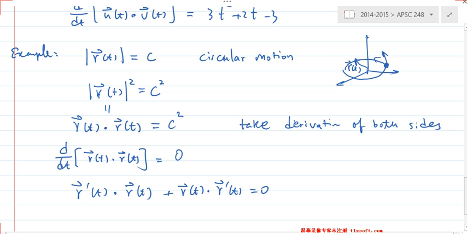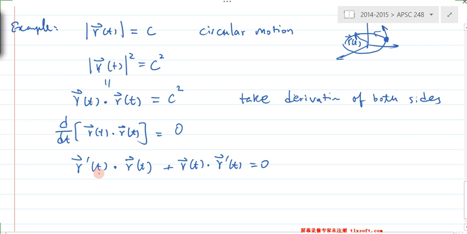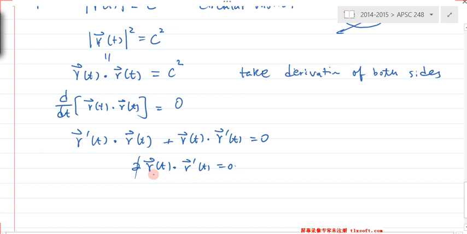Was that clear? So the dot product is commutative. Basically A dot B equals B dot A, but not the cross product. Okay? So this basically means this side here is 2 r of t dot r prime of t, equal to 0. Or you can get rid of the 2, divided by 2 on each side, because this side is 0. So you get r of t dot r prime of t equal to 0.